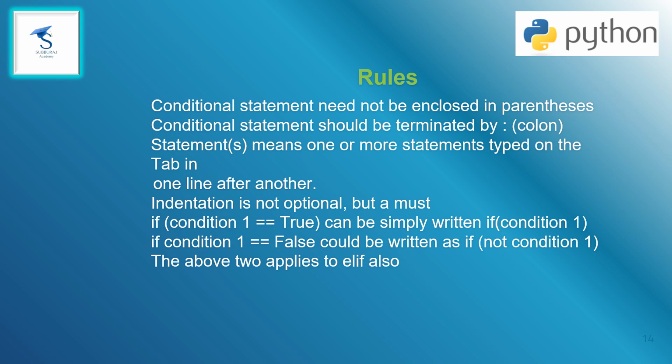If condition one is equal to true can be simply written. If you want a shortcut, you put if condition one. It means if condition one equal to true. Similarly, you can represent condition one not equal to false as if not condition one. If not condition one means the not condition one is true, which means condition one is false. Okay, this we can simplify also. These are some of the rules governing the selection constructs.